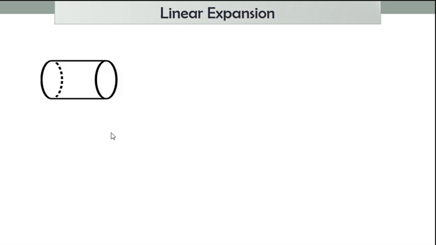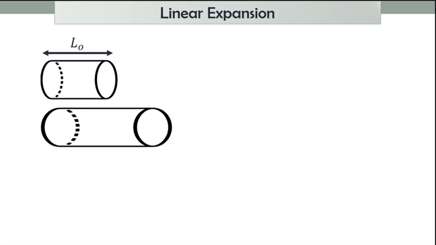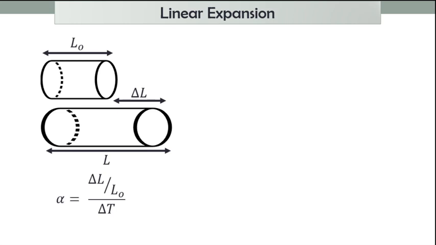So given our object that has an initial length of L sub O, and after a change in temperature, the object will increase its length and will have a final length as L. So the object has a change in length, or delta L. So it is convenient to consider the fractional change in length, which is delta L divided by L sub O per degree of temperature change, which is also called the coefficient of linear expansion, or alpha.